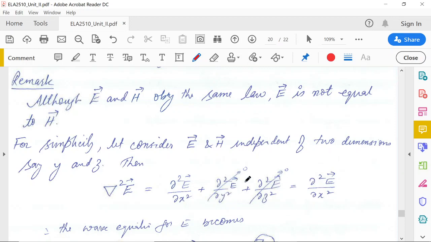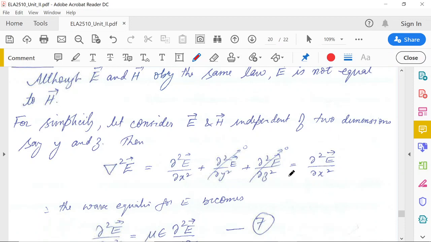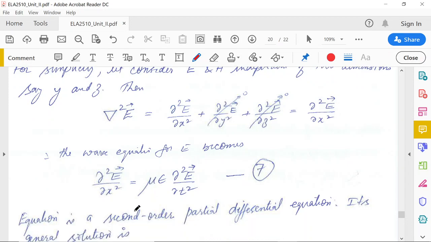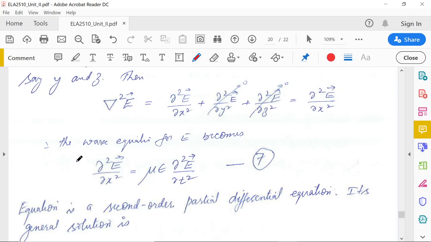Here, because E is constant with respect to y, it is not changing. Similarly, E is constant with respect to z, so these two terms become 0, and you have del square E over del x square. That is, in the x direction we are having the differential. So the wave equation becomes del square E over del x square equals mu epsilon del square E over del t square. So this is the equation.